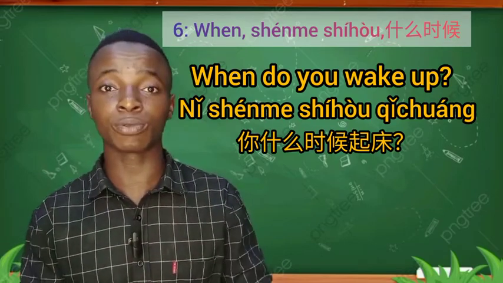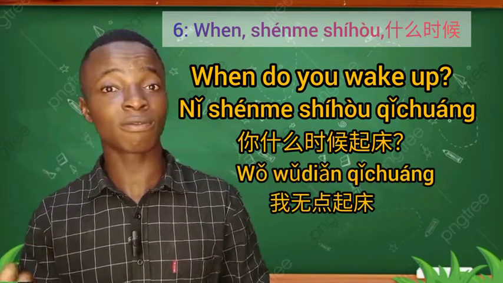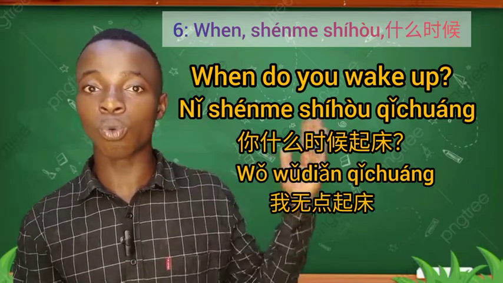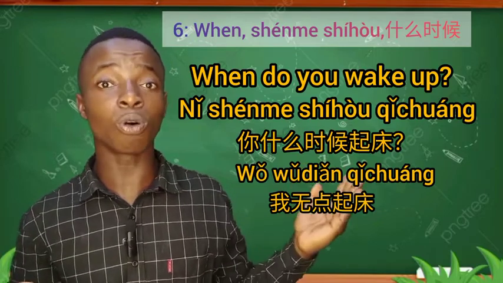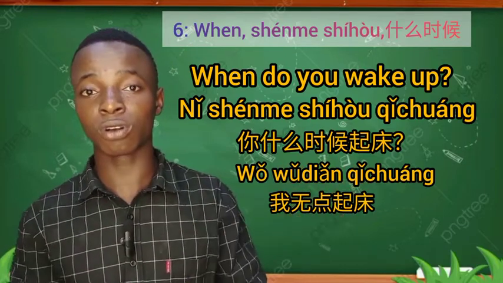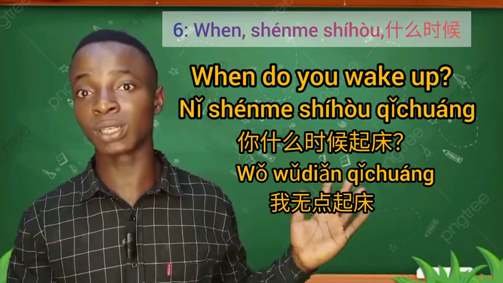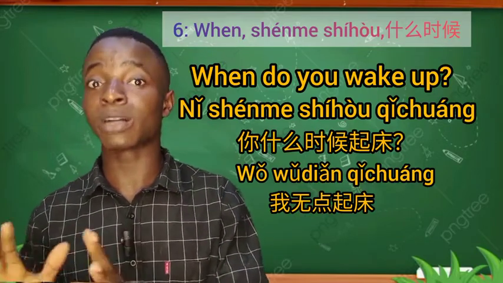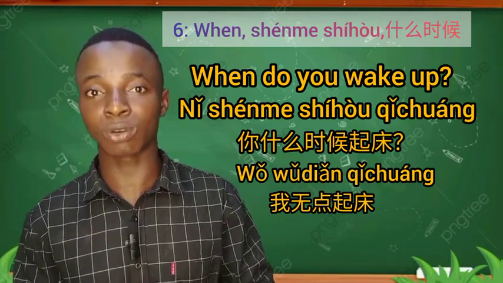Let's say, for example, they asked me the question. I'll say, I wake up by 5 o'clock. 我5点起床。5点 is 5 o'clock. 起床 is wake up. 我5点起床。Don't worry, we are also going to learn how to talk about time in Chinese language and also learn how to count numbers in Chinese language too.